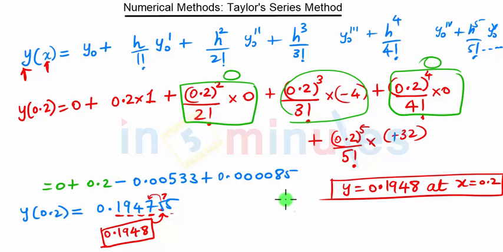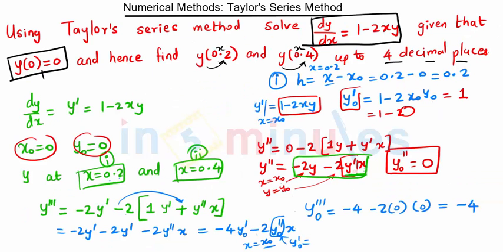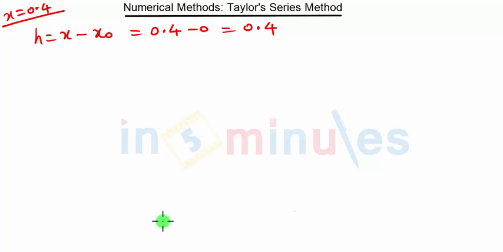But now we need to calculate this value of y at x equal to 0.4 also. So only the value of h is going to change. So now our h will be x minus x0 for x equal to 0.4, that is 0.4 minus 0. Our h is 0.4 now.